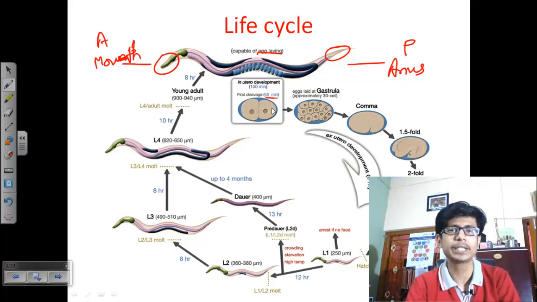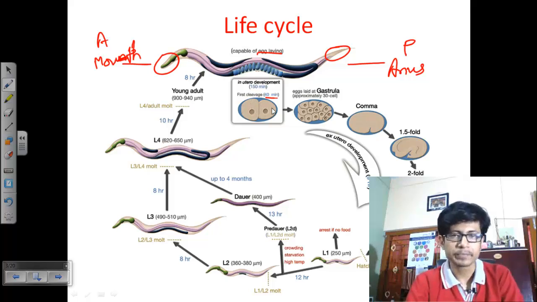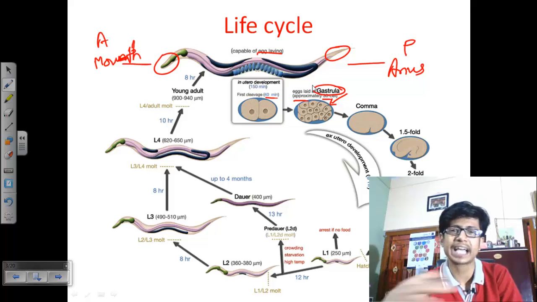elegans is not equal. That means the cell will divide, but will not produce equal shape and structure of the cell. They will produce unequal cytoplasmic distribution. If you see this image, you will be clear that some of the cells contain larger cytoplasm, some of them contain a small part of the cytoplasm. So approximately 30 cells are produced, and then they start forming the gastrulation.